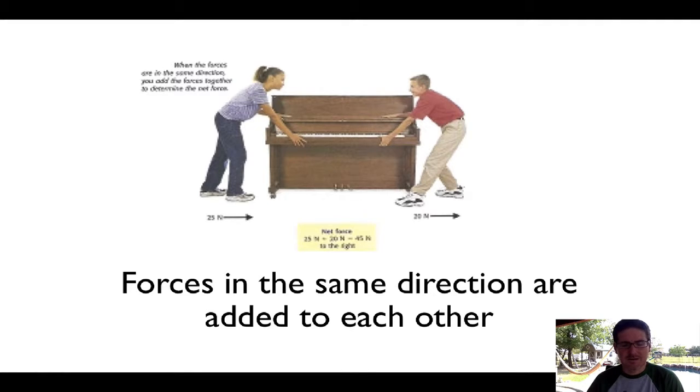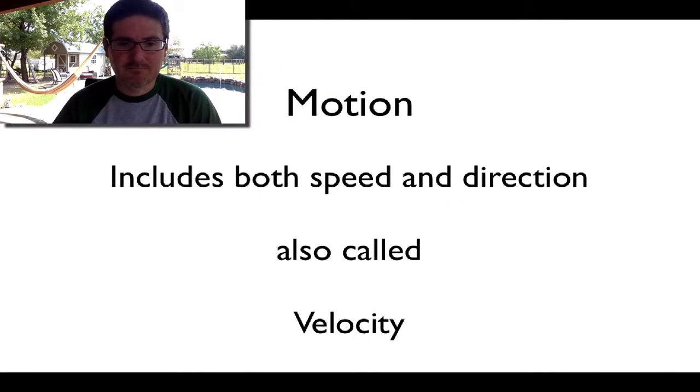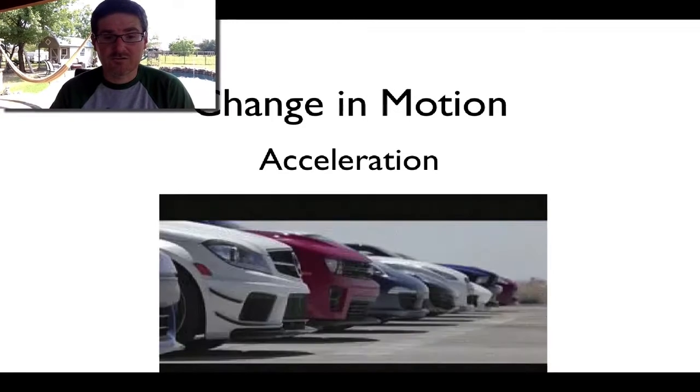Okay? So, in general, write down the rules. If the forces are in opposite directions, we subtract them. If they're in the same direction, we add them. So what we can do is change the motion. We just need to be sure we understand what motion is. Motion includes both the speed and the direction. We can also call this velocity. So changing the velocity changes the motion by changing either the speed or the direction.